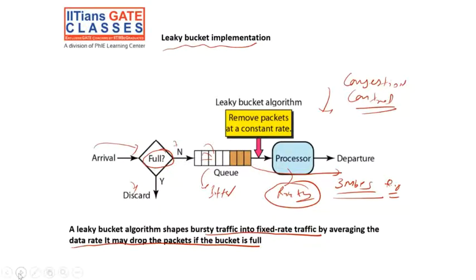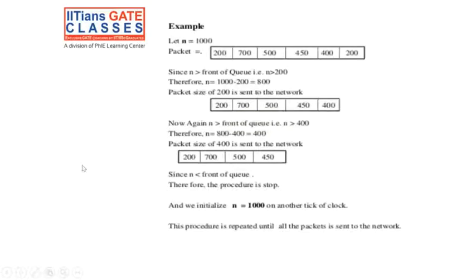Simple. Now see this example. We will understand the algorithm from this example. See, on every tick, tick means your clock tick. Let's say your clock tick is 1 second. On each 1 second, we make n equal to 1000. Your buffer will be 1000 bytes, and your packets are coming in this form. This is your first packet, then your next packet, and your next packet, like this.